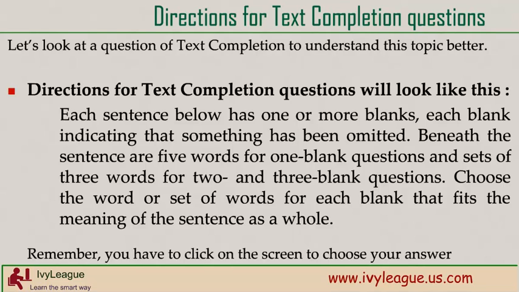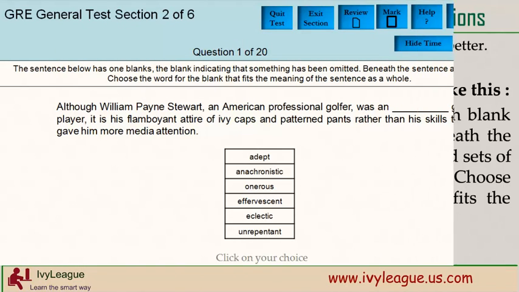The standard directions for text completion questions will look like this. Each sentence below has 1 or more blanks, each blank indicating that something has been omitted. Beneath the sentence are 5 words for 1 blank questions and sets of 3 words for 2 and 3 blank questions. Choose the word or set of words for each blank that fits the meaning of the sentence as a whole. Remember, you have to click on the screen to choose your answer.